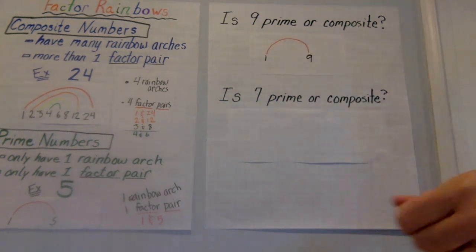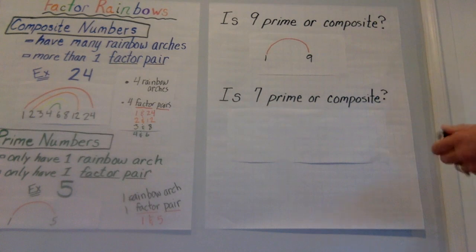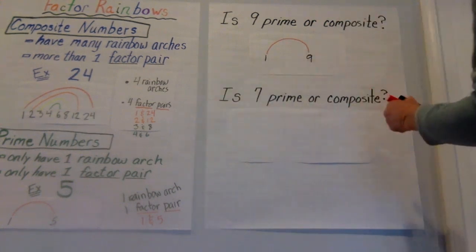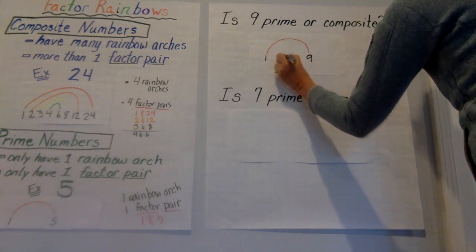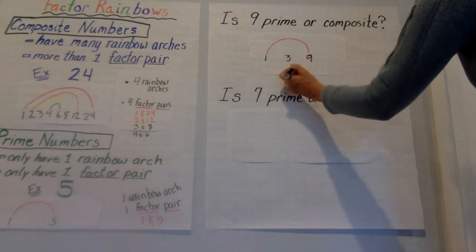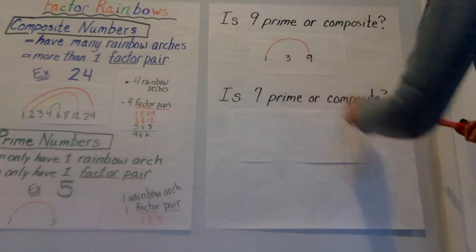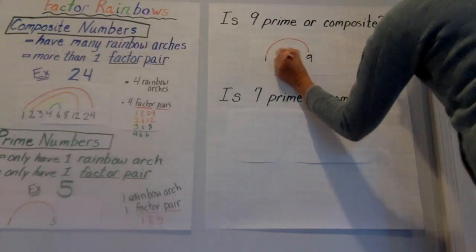Now I'm going to try 2. 2, 4, 6, 8, 10. I didn't hear 9, so I know that 2 is not a factor of 9. Now I'm going to try 3. 3, 6, 9. Oh, 3 is a factor of 9, but this is a weird one. When you have a double, like 3 times 3, we're not going to write 3 and then another 3, because we already know that's a 3, so 3 is a factor of 9. But to show that that's a rainbow arch, we just go like this.